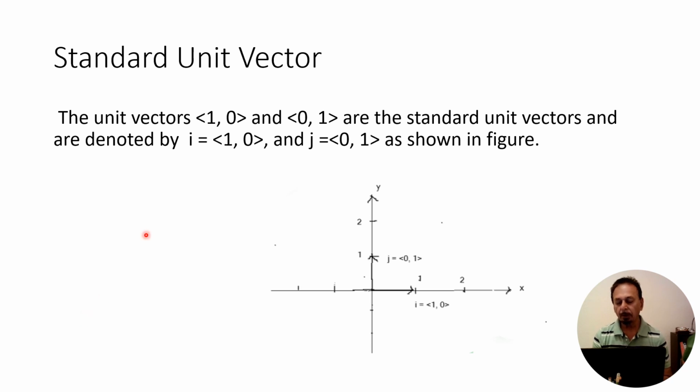Standard unit vectors. The standard unit vectors are ⟨1, 0⟩ and ⟨0, 1⟩. We denote them: the first one is i, which is along the x-axis, and the second is vector j, which is along the y-axis. Each of these has a magnitude of 1. That's why they are called unit vectors, and they are called standard unit vectors.